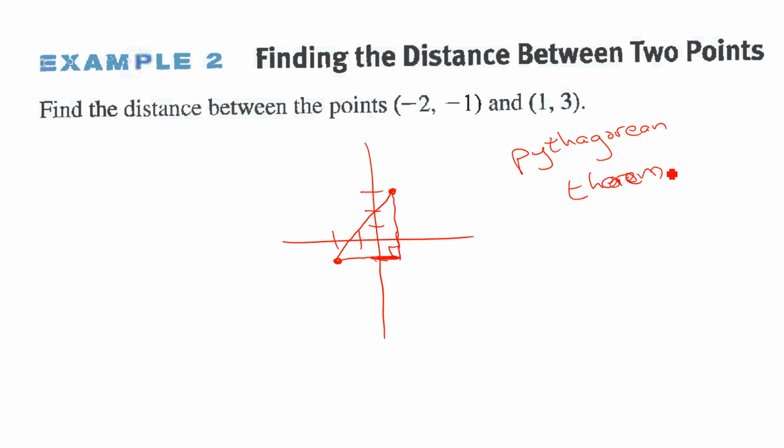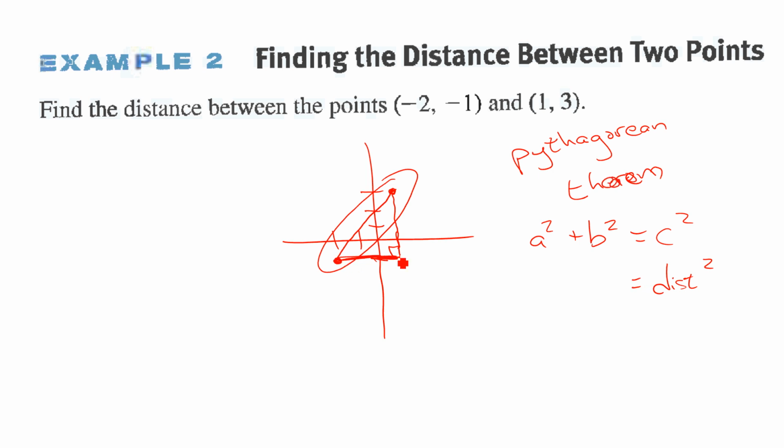Theorem. Okay. All right. So a squared plus b squared equals c squared, the hypotenuse squared. So in this case, the hypotenuse is what we're searching for. So instead of the hypotenuse, why don't we say distance squared, right?